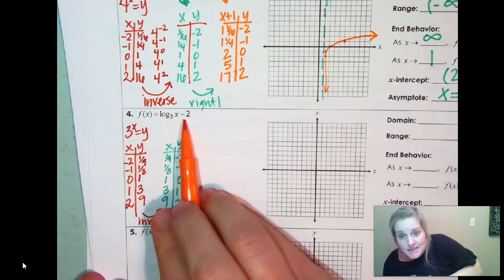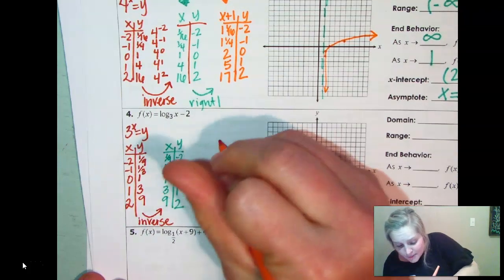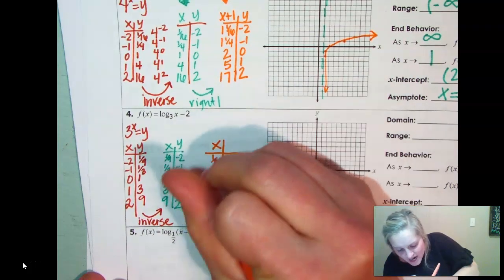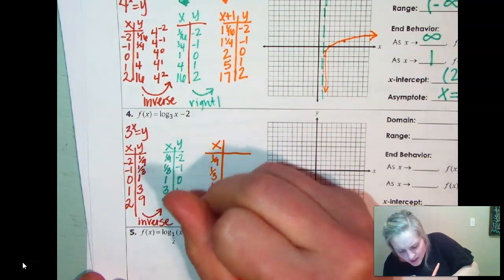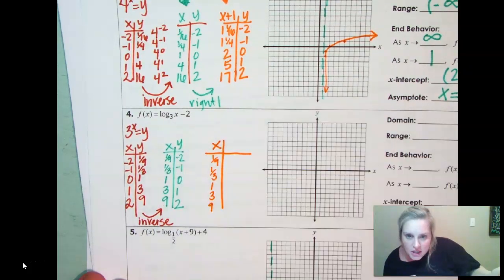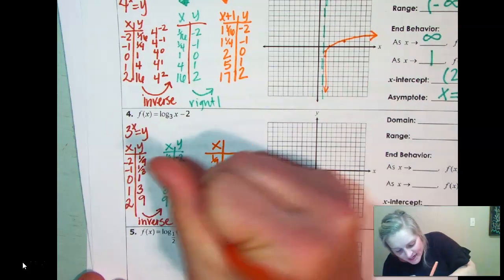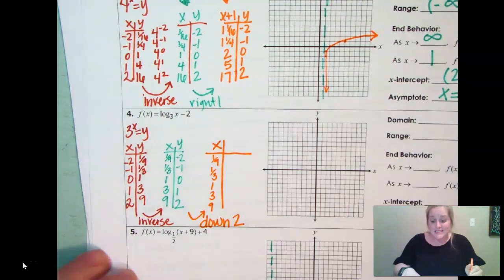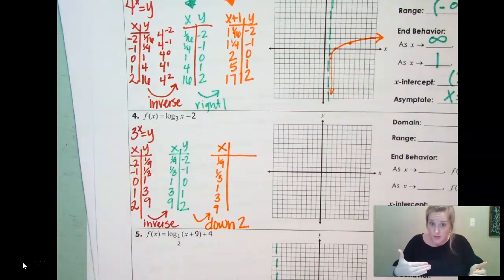This is outside of the parentheses. There's not a parentheses, so my x's are going to stay the same. 1/9, 1/3, 1, 3, 9. No change. The 2 is on the outside of the parentheses. What is happening is it is going down 2. Okay, because it's negative, which means down. It's not opposite. It's not like H. K does what it says. So since that is -2, we're going down 2.